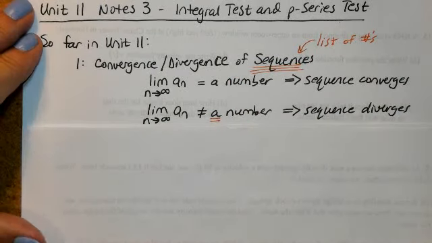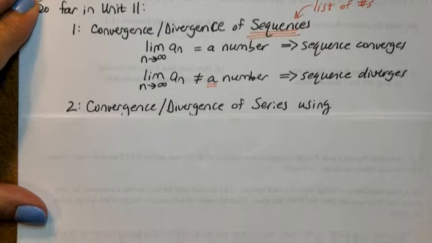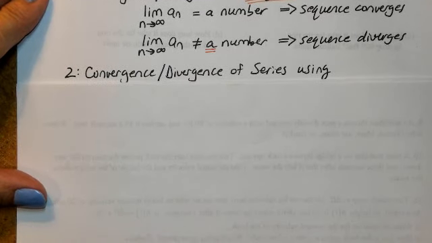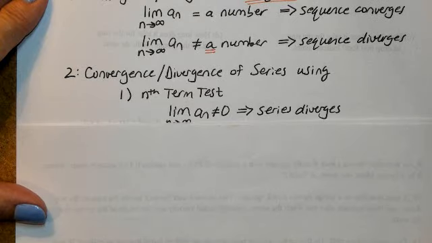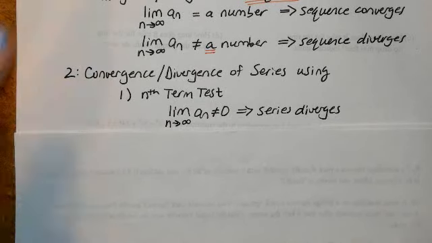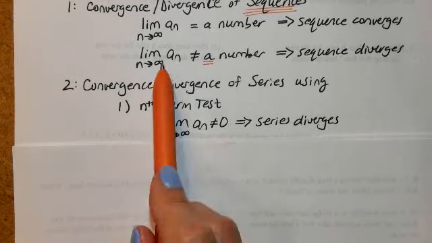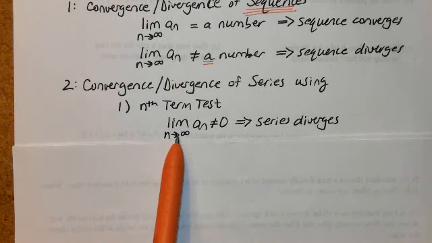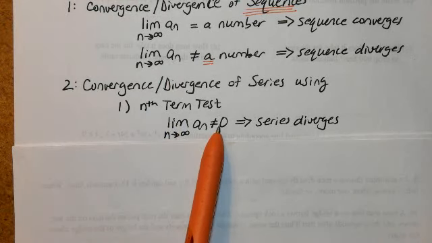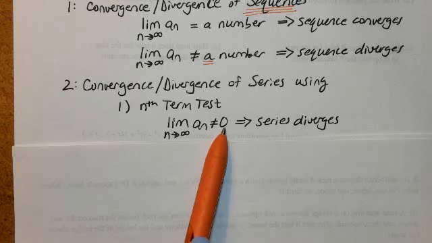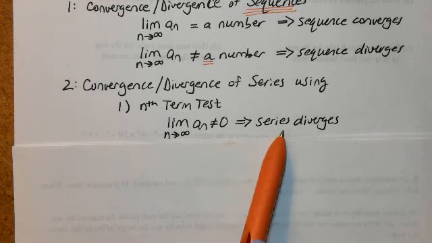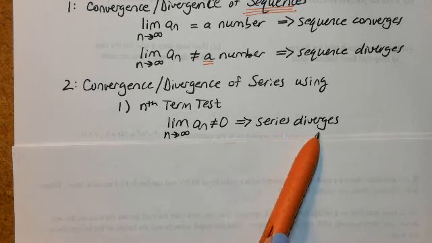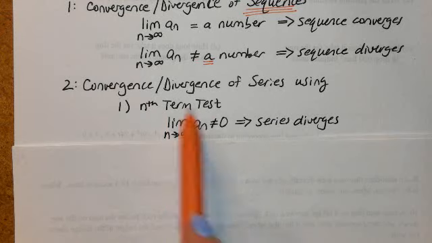Then we went to series. In Section 2, last time, we did convergence and divergence of series, first using the nth term test, and in the nth term test, again, you take the limit as n goes to infinity. This time, though, if you do not get 0, then the series diverges. And that's all we can tell from the nth term test.